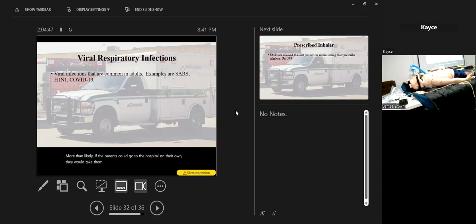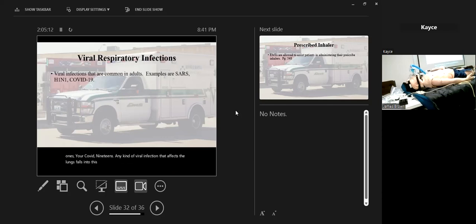All right, viral respiratory infections. Catch all. If it's a virus and it hasn't been labeled already, this is the category it falls into. So this is your influenzas, your SARS, your H1N1s, your COVID-19s, any kind of viral infection that affects the lungs falls into this category.